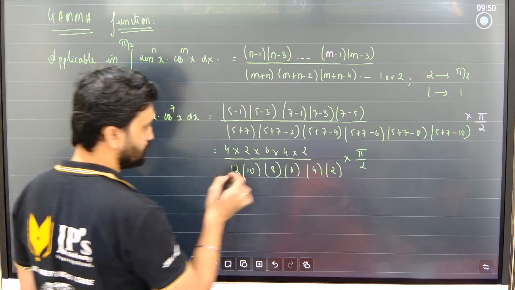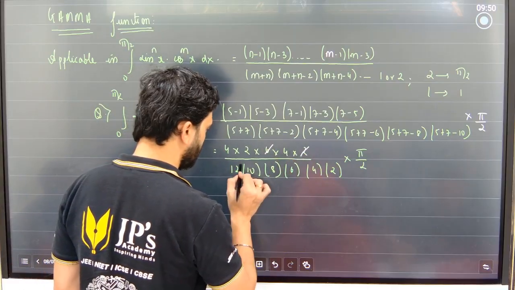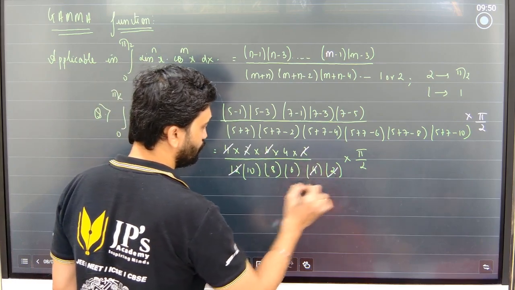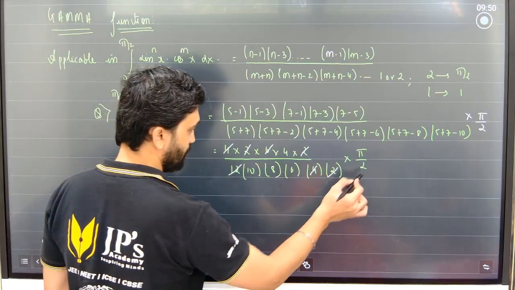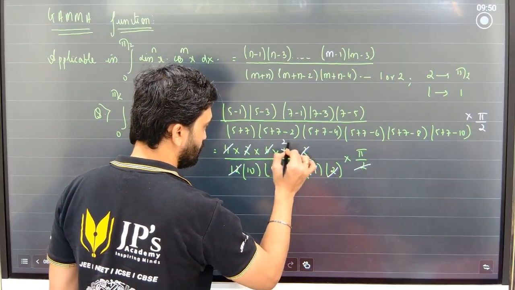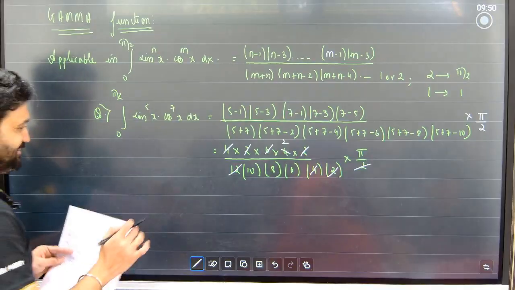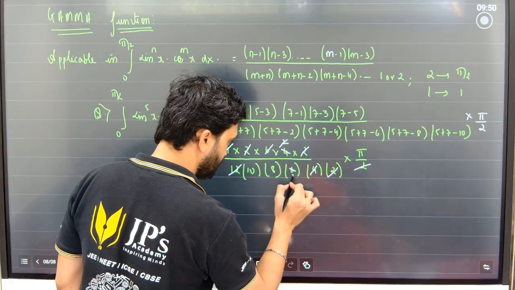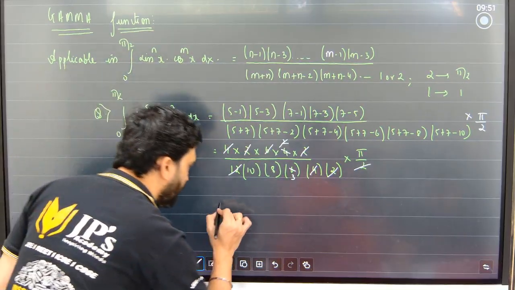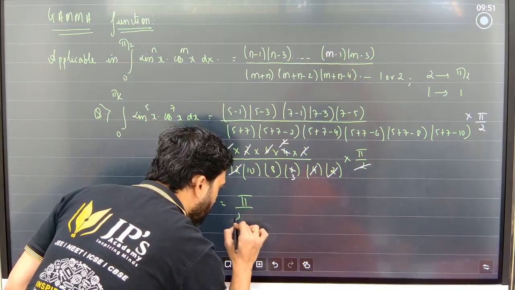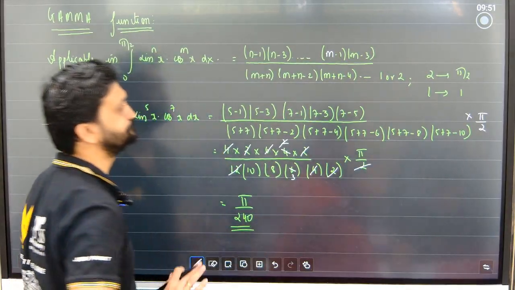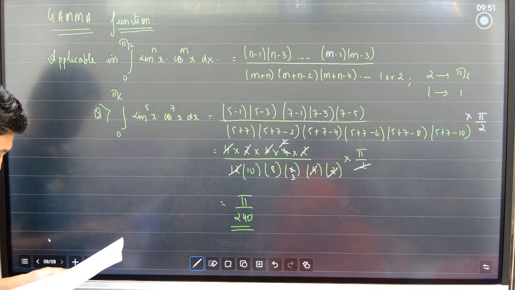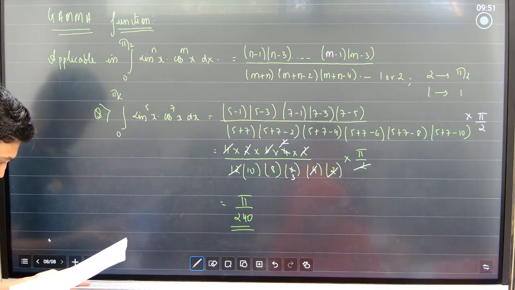Now if you check, 6 and 2 and 12 get cancelled, 4 and 2 get cancelled, okay, 2 times 2 times, and one more 2 and 3 get cancelled, so my answer is pi upon 240. So no multiplication, nothing. This is your gamma function, okay, this is your gamma function that is given to us.